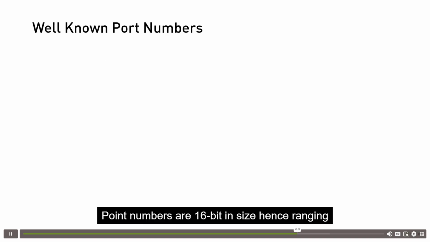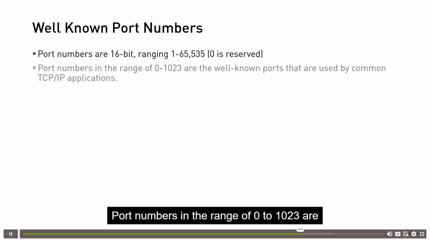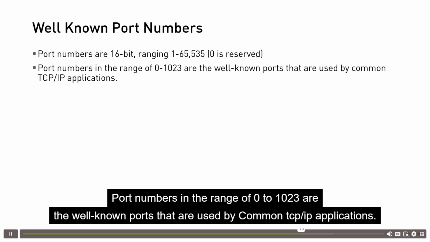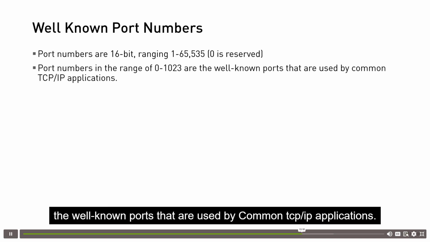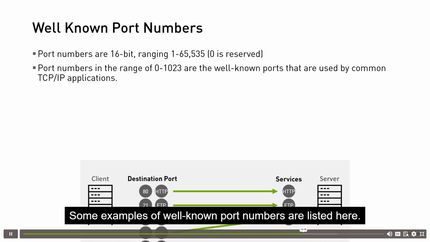Port numbers are 16 bits in size, hence ranging from 1 to 65,535. 0 is reserved. Port numbers in the range of 0 to 1023 are the well-known ports that are used by common TCP/IP applications. Some examples of well-known port numbers are listed here.